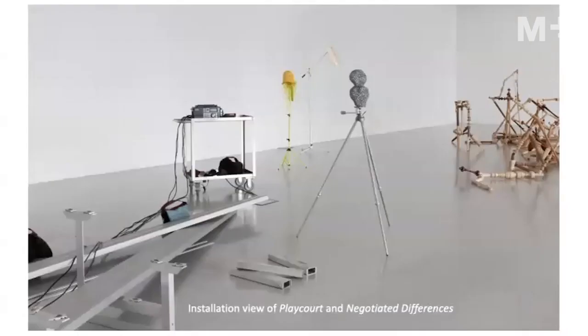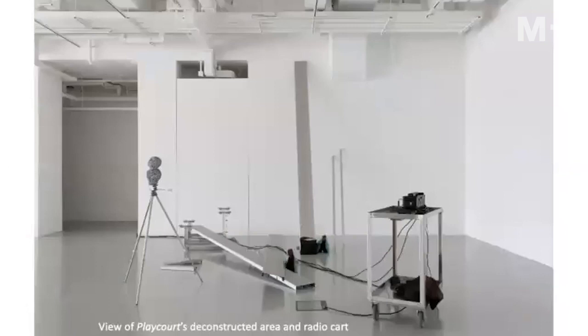Here's a different view of the two works. On the left, you see part of Play Court, and on the right, you see parts of Negotiated Differences. Play Court features a set of existing and newly made anthropomorphic sculptures on stands, and it was inspired by Shirley's childhood experience of playing street badminton in Hong Kong. Different from the presentation in Venice, in the Hong Kong presentation the figures and the whole installation are deconstructed and represented in a guise of repose, occupying a zone of potential action.